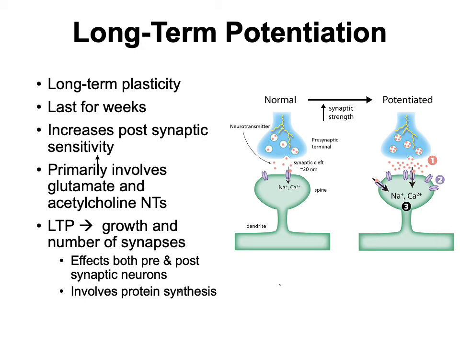Long-term potentiation can lead to the growth of the dendritic spine and increase the number of dendritic spines on the receiving neuron dendrite, which will increase the number of synapses. This also affects both pre- and postsynaptic neurons. If you increase the number of dendritic spines, you need to have an increase of axon terminals to communicate with them. And this whole process will involve protein synthesis. You need proteins for structures to grow.